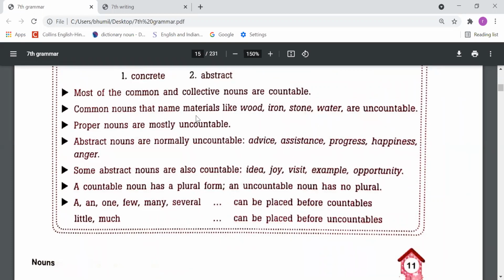Material nouns like wood, iron, stone, water, silver, gold are uncountable. And proper nouns are also uncountable. Abstract nouns are normally uncountable: advice, assistance, progress, happiness, anger. Some abstract nouns are also countable, like idea, ideas, joy, joys, example, examples, opportunity, opportunities. Some abstract nouns have plural forms. A countable noun has a plural form, an uncountable noun has no plural. A, one, few, many, several can be placed before countables. We have understood this point. Little, much, and some we can add with uncountable nouns.